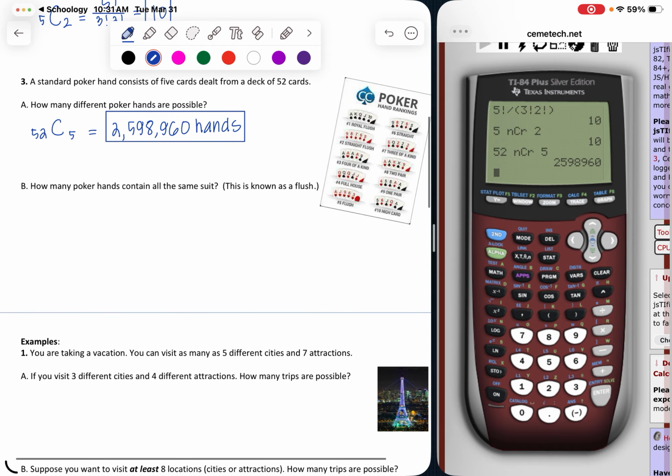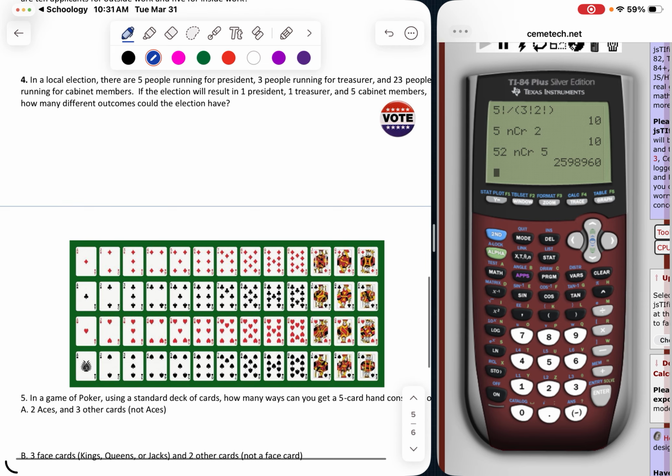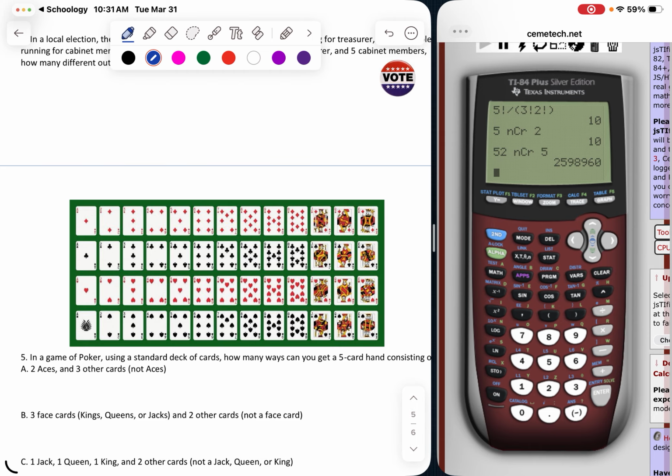Okay, so how many poker hands contain all the same suit? This is known as a flush, okay? So let's look back at this again. How many poker hands contain 5 of the same suit? So I want to get just these 5, or just these 5, or just these 5. And I can do that for any, right? Or this one, this one, this one, this one, this one. It's just anything, right? It doesn't have to be a certain order, but I've got to think about that, okay?